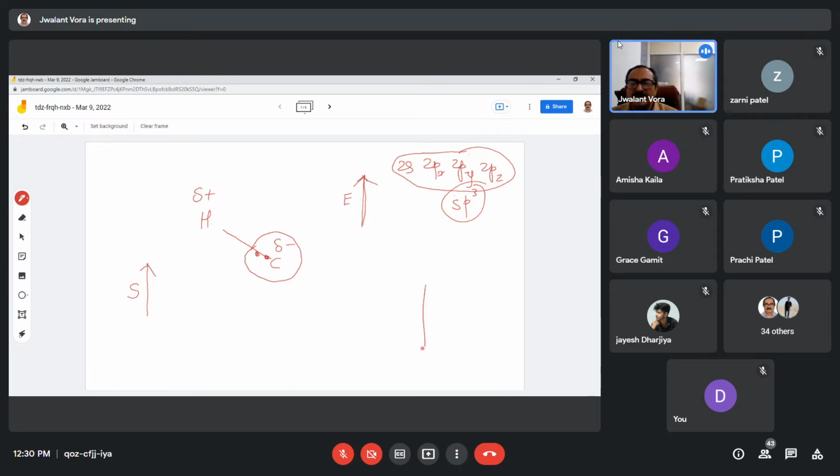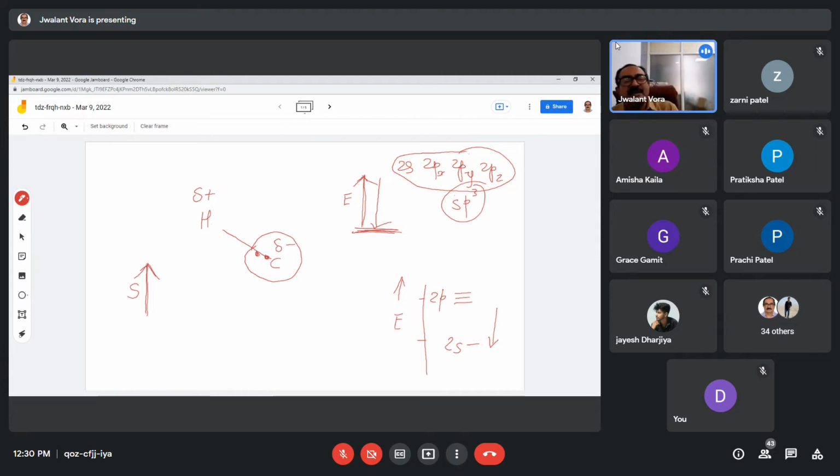We know that s orbitals have a lower amount of energy than p orbitals, right? So s orbitals have lower energy. So the flow of more s character on this side will bring the energy level back down to stabilize the molecule, to stabilize the system.